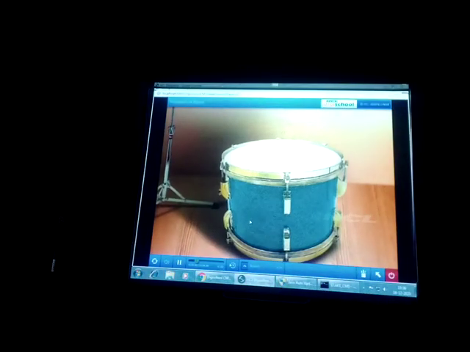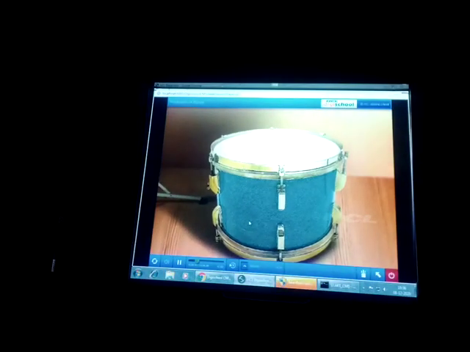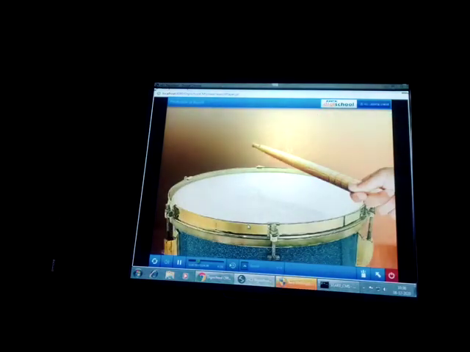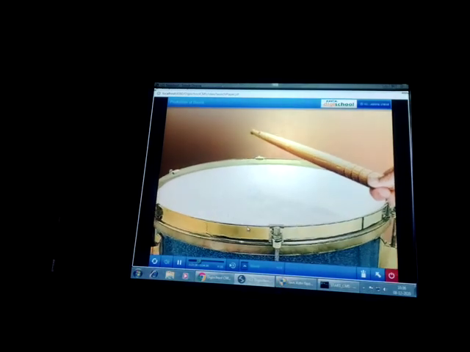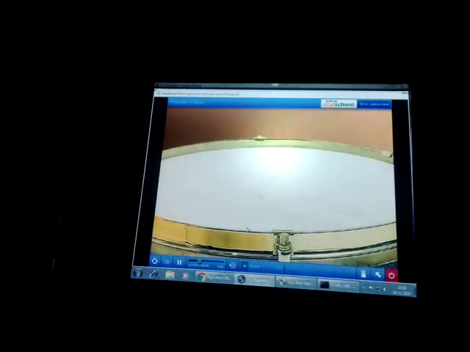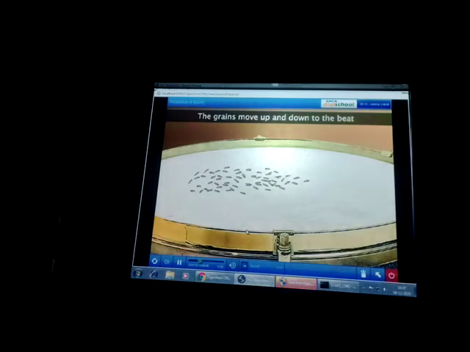Here is another musical instrument, the drum. Does a drum also produce vibrations the way the guitar string does? No vibrations can be seen now. But what if you put some grains on the drum membrane? On hitting the drum, you saw the grains move up and down to the beat.